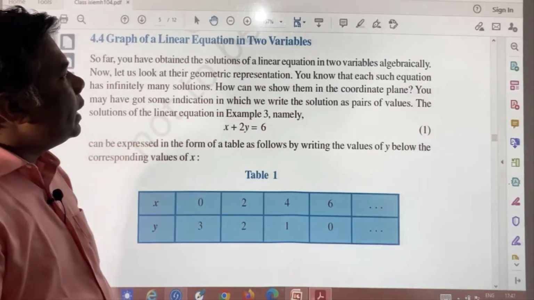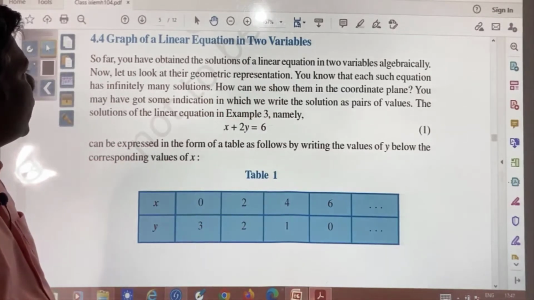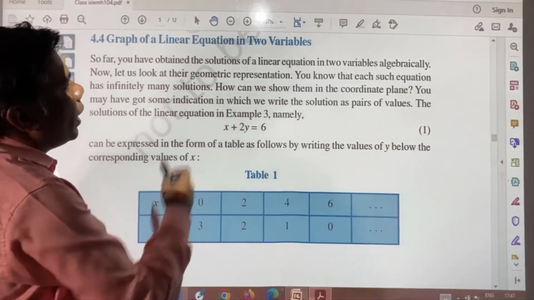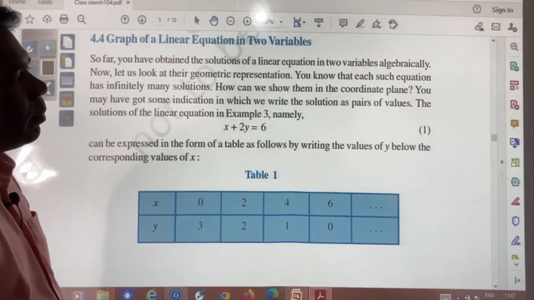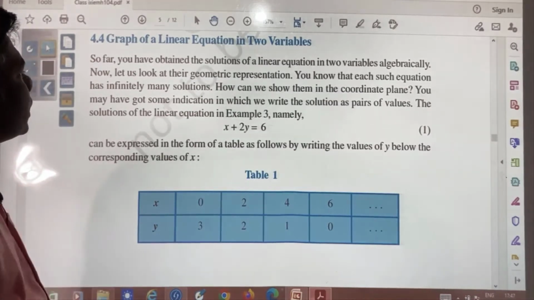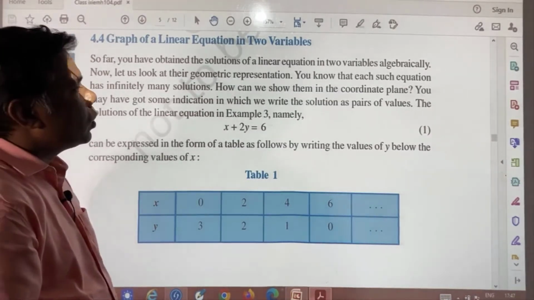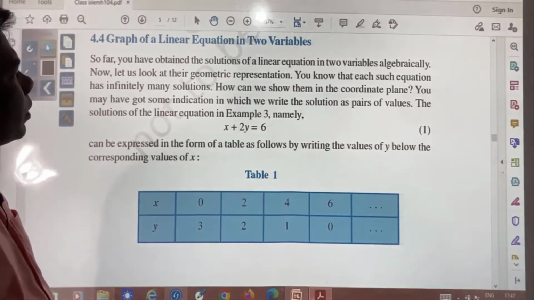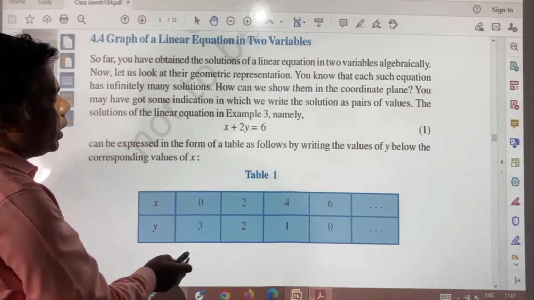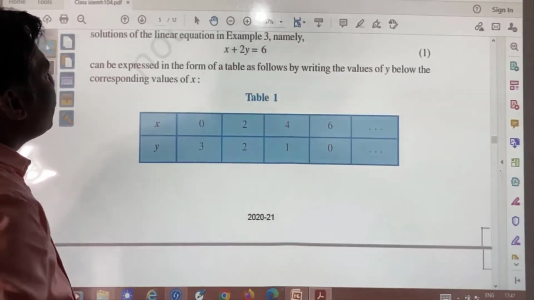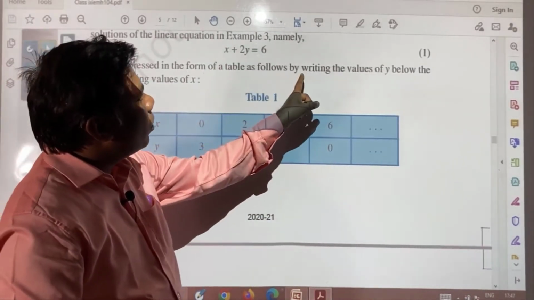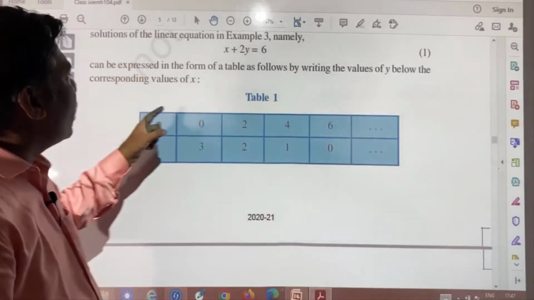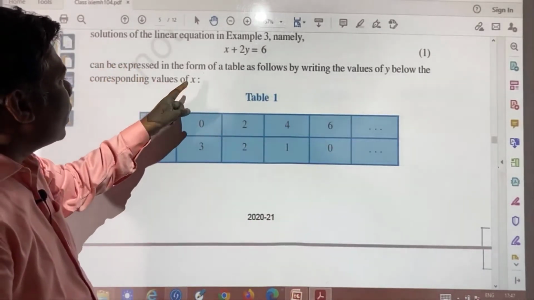You know that each such equation has infinitely many solutions. How can we show them in the coordinate plane? You may have got some indication in which we write the solution as pairs of values. The solutions of the linear equation in example 3, namely x + 2y = 6, can be expressed in the form of a table as follows, by writing the values of y below the corresponding values of x.